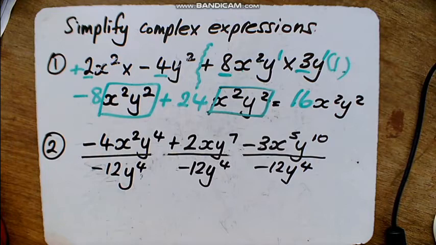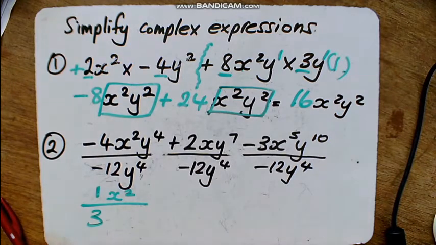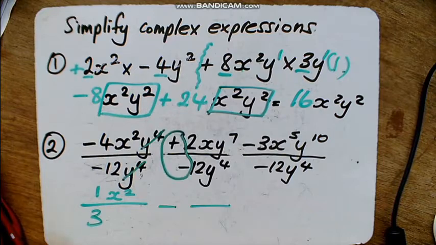4 over 12, can you find an equivalent fraction? Right, 4 over 12 is 1/3, and x squared divided by 1 is x squared, so the x squared remains in the numerator. The y to the 4 will cancel and it will go out. Anything over itself is 1. Then we have the whole plus minus situation.